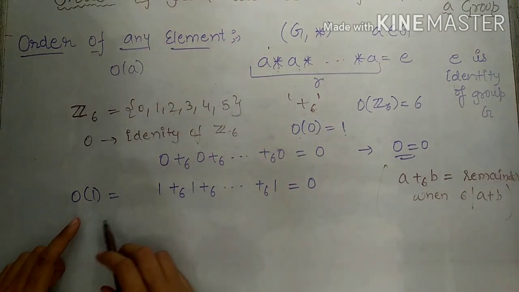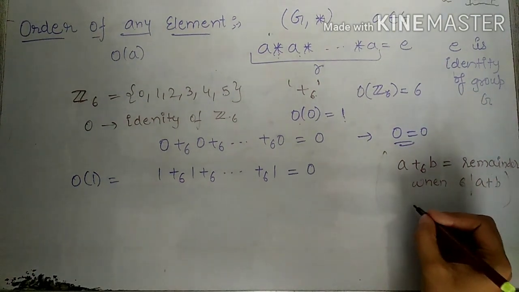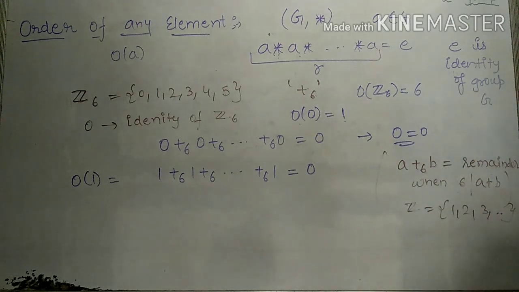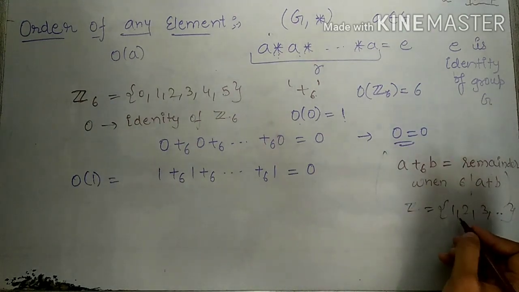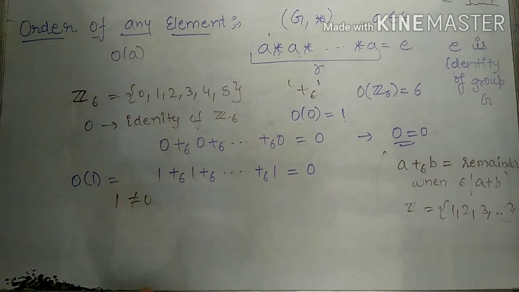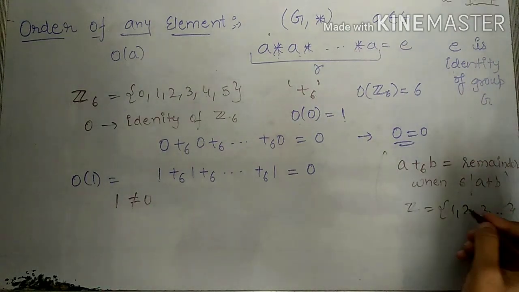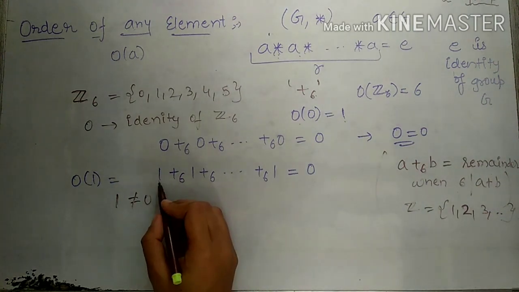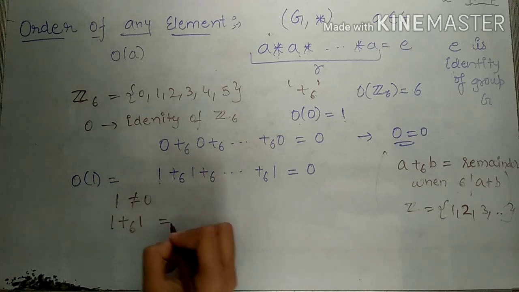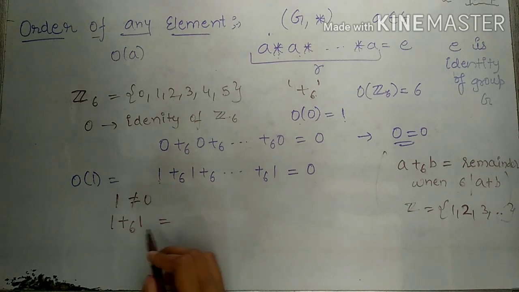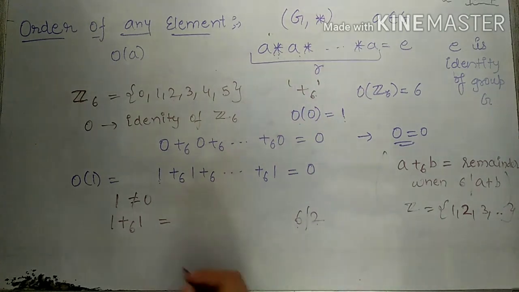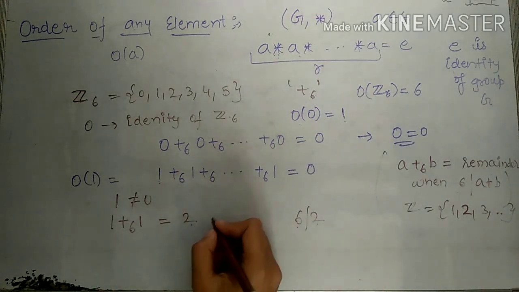So friends, let's find the order of 1. We know the set of positive integers starts from 1, 2, 3 and so on. Now if we start from 1, we know 1 is not equal to 0. So the order of 1 cannot be equal to 1. Okay. If we take positive integer 2, that is, if I operate 1 with itself 2 times, 1 addition modulo 6 with 1, it will be equal to the remainder when 6 divides 2. What is the remainder when 6 divides 2? It is 2. So it will be equal to 2, and it is also not equal to 0.